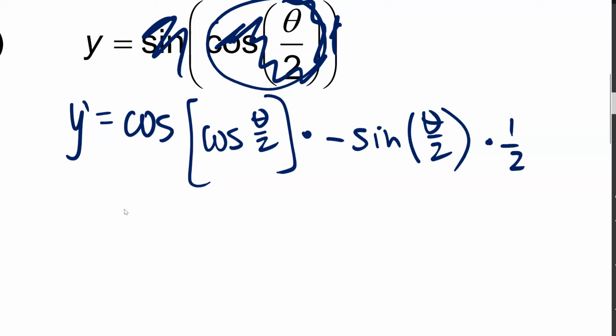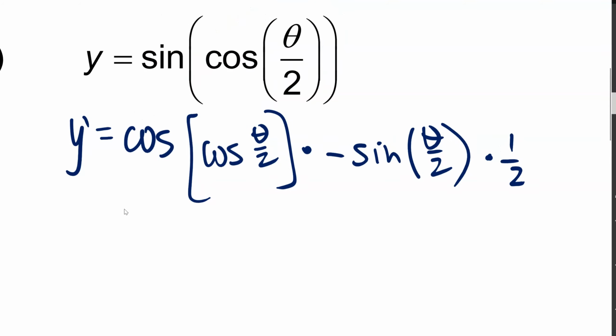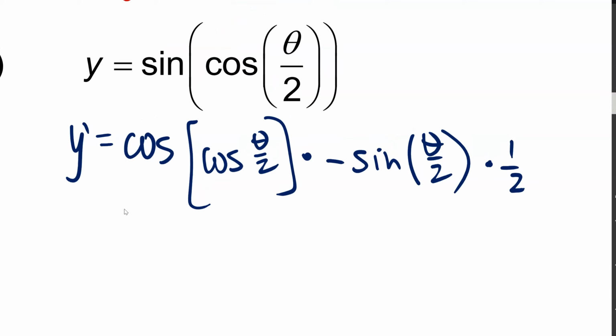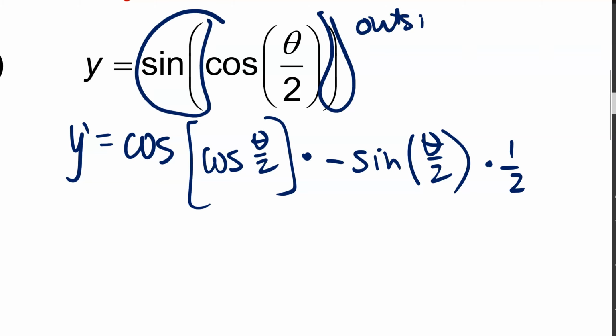Wait, I got 0. What? Since when? If it's 0, then isn't this 0? So this is in terms of theta. It's not in terms of x, it's in terms of theta. Theta is the variable. So you have, ready? The derivative of theta over 2.